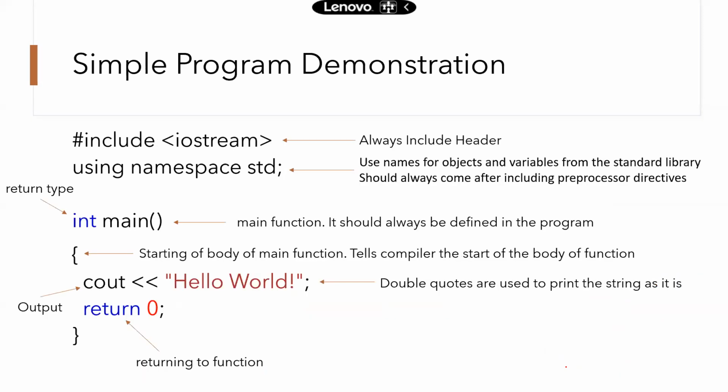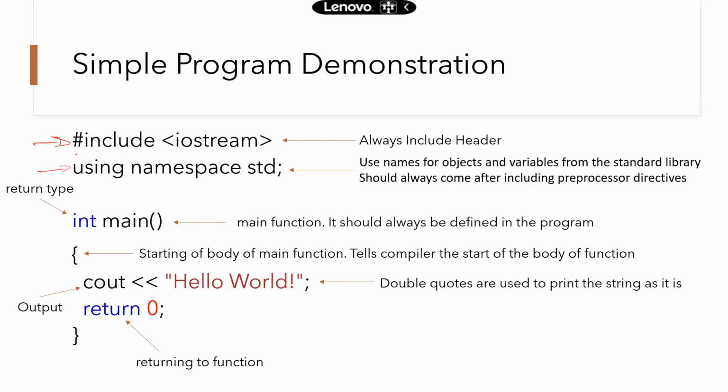This is a very simple demonstration of a C++ program. This is the format, or how we actually write a C++ program. Over here we can see that we have an include at the top. As I said, we need to put the preprocessor directives or the header at the top. Then there is a using namespace. This is where we use the names of the objects and variables from the library, and it should always come after the preprocessor directives.